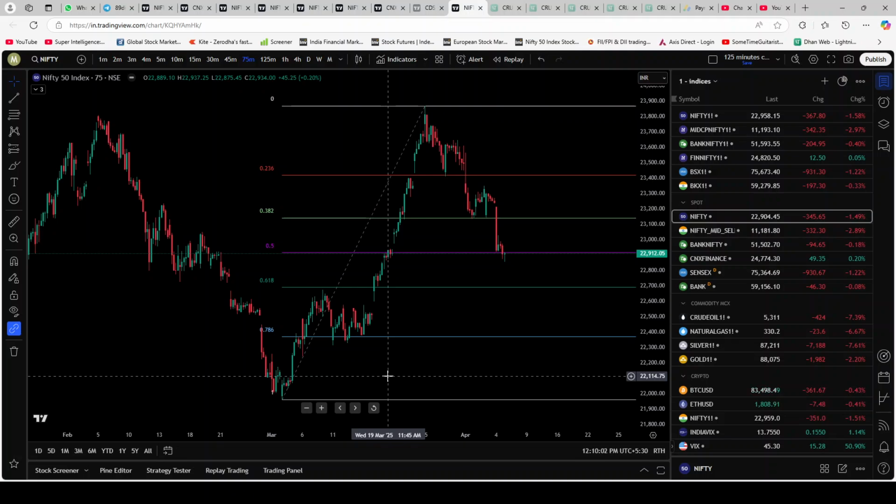This video is about time frame and why 75 minutes and 125 minutes are important. 75 minutes is important because it splits the day into perfect 5 candles, no decimals, and 125 minutes can be used because it splits our Indian stock markets into 3 candles, perfect 3 candles with no decimals.